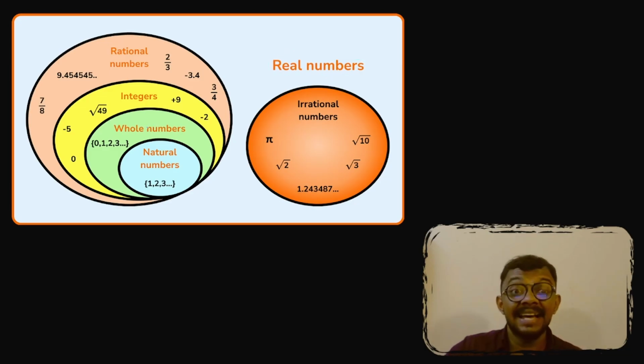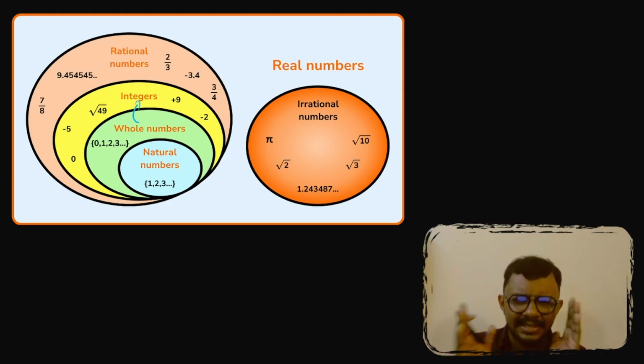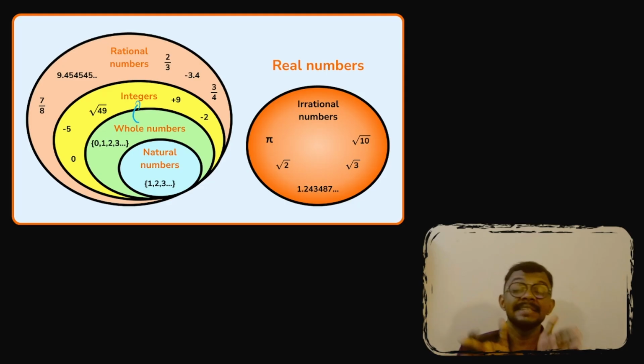Don't forget that every natural number is a whole number. Every natural number is also an integer. Every natural number is also a rational number. And every whole number is an integer. Look, 0, 1, 2, 3, everything is already an integer. So that is all the concepts in this session.